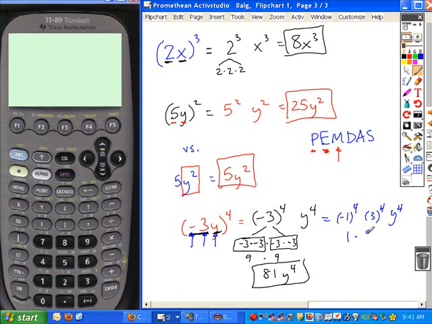And then you have 3 to the 4th, which we found to be 81, and then y to the 4th. And so using the identity rule of multiplication, meaning multiplying by 1 doesn't change the value, you have 81y to the 4th as your solution.